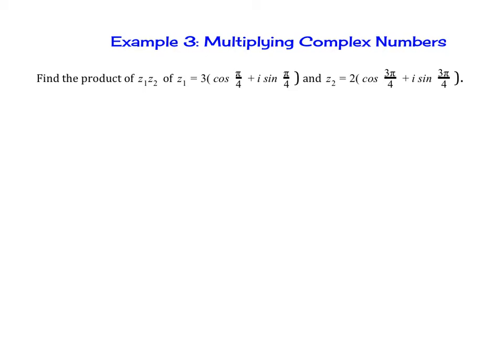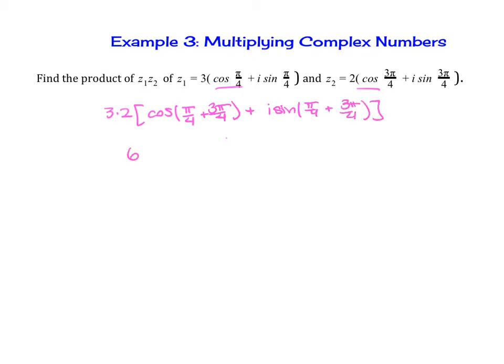So what we will do is multiply first the r's. This is going to be 3 times 2, and then we will do the cosines together. So this is cosine, you add the thetas when we're multiplying, pi over 4 and 3 pi over 4. Hopefully remembering our vectors here. Then i sine of pi over 4 plus 3 pi over 4.